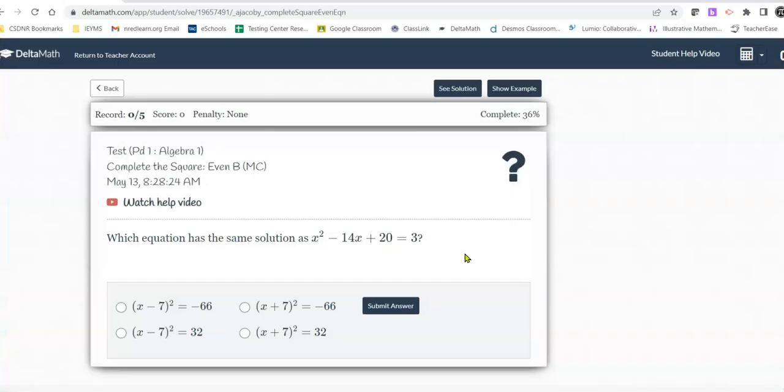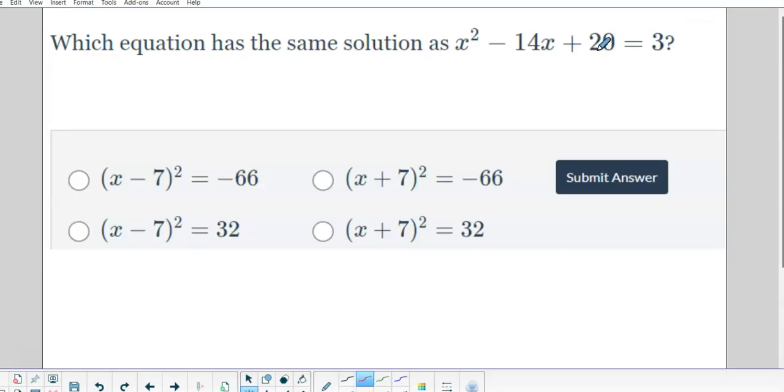Completing the square. This one's not asking you to solve it. It's just asking you to state which one has the same value. So the first thing you'd want to do here is move that constant 20 to the other side. That will leave me with x squared minus 14x, giant space, and I was subtracting 20. So negative 20 plus 3 is negative 17.